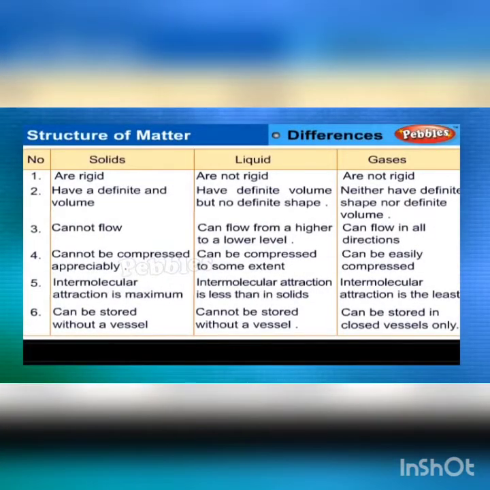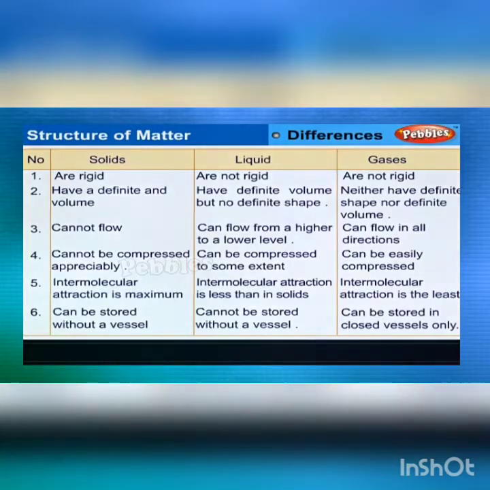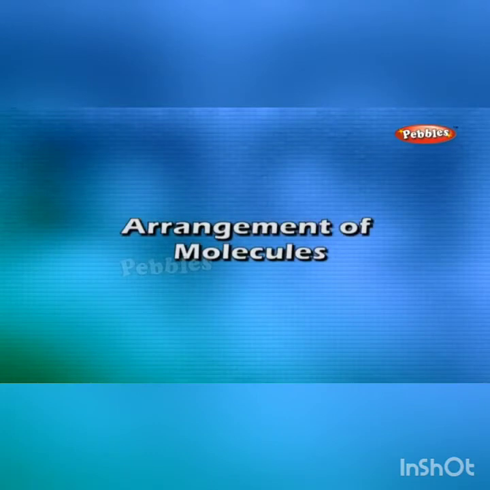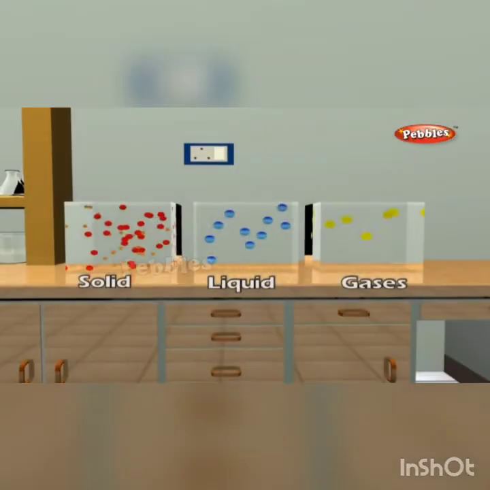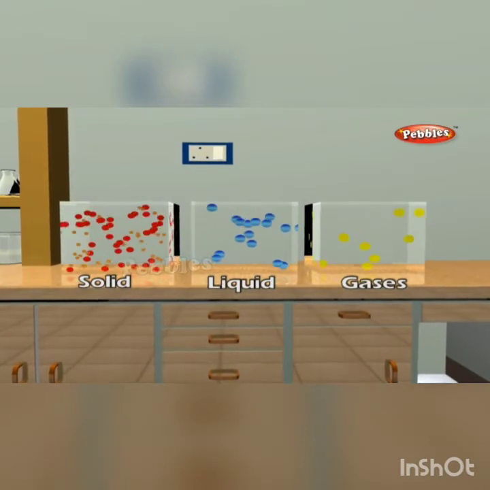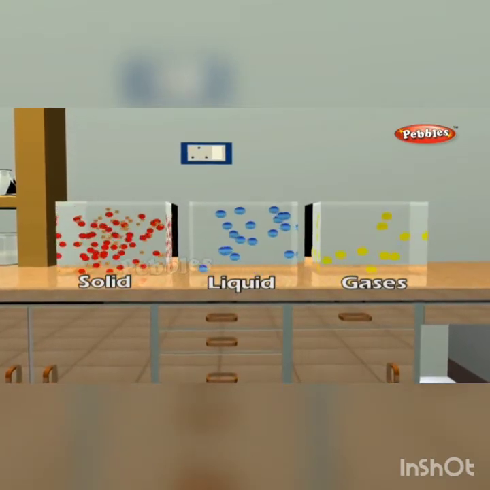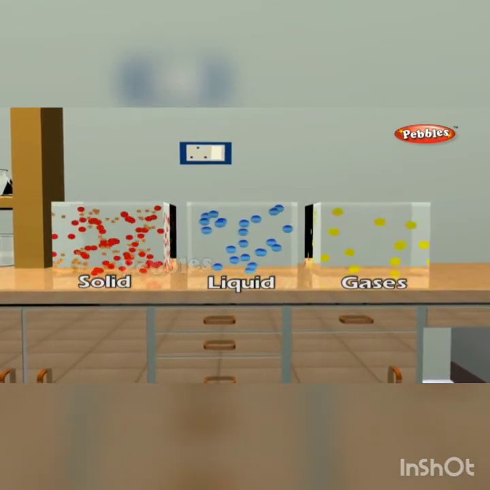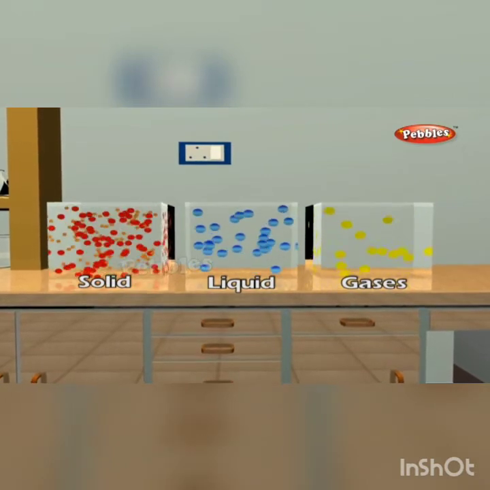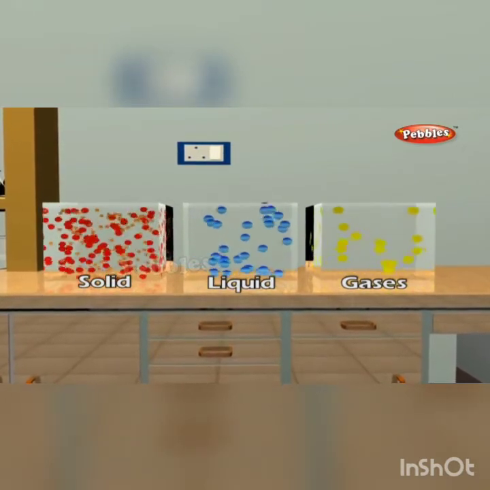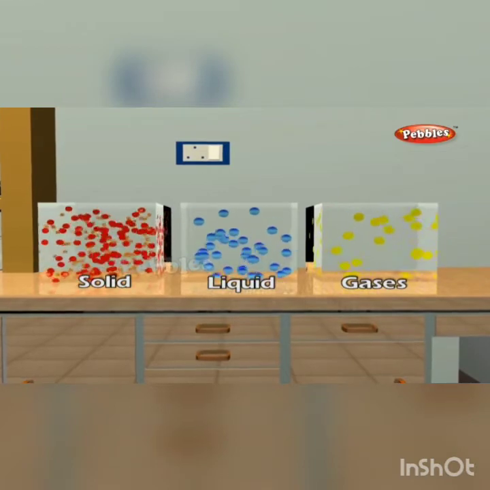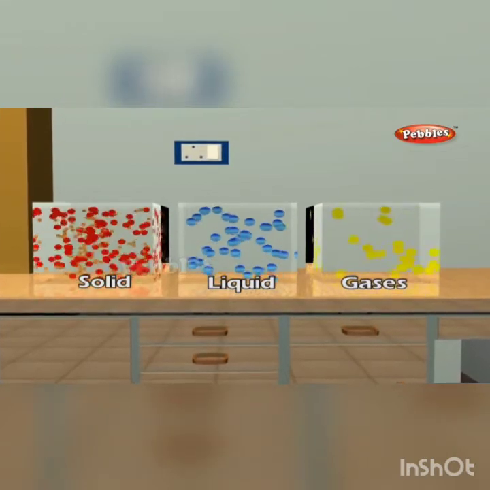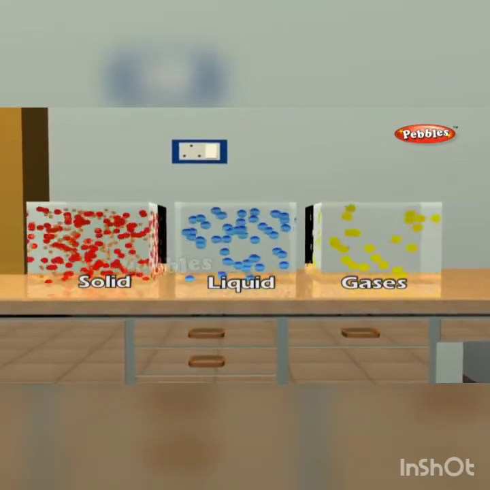Differences between solids, liquids, and gases are given in the table. Arrangement of molecules. Solids. In solids, the molecules are closely packed. They have the least amount of intermolecular spaces. The force of attraction between the molecules is very strong and free movement of molecules is not possible. That is why solids are rigid and retain their shape.